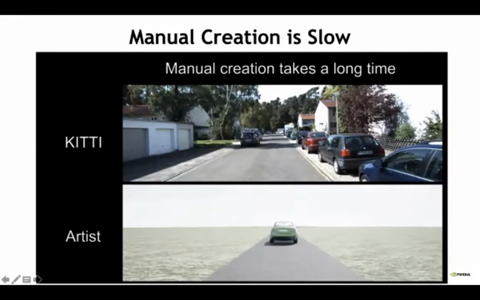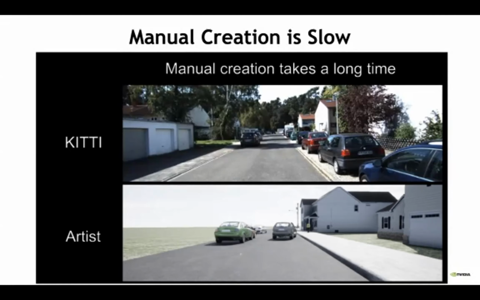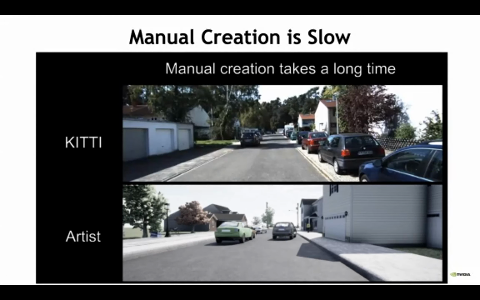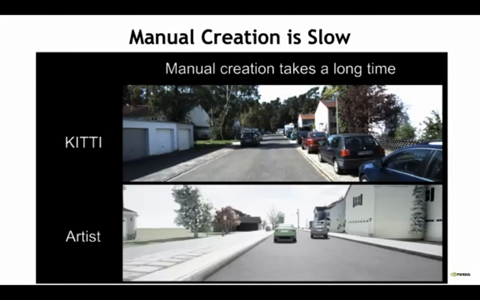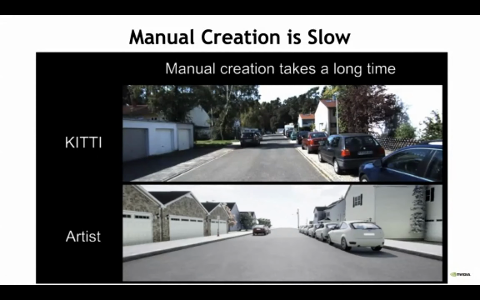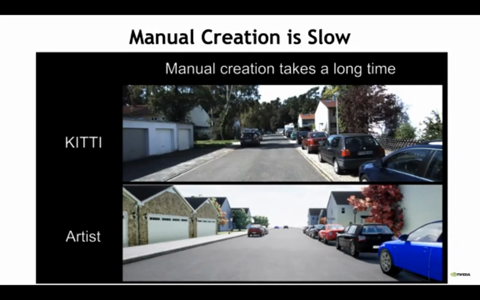Now, one of the main problems in content creation is that manual creation, which is basically what people are doing these days, is very slow. So in this example, we asked an artist here in the NVIDIA Toronto lab to try to recreate the scene above, which is a KITTI scene. And we gave him all the assets, so he didn't need to design cars or whatever. He just needed to place them in a way that would match the scene above. And it took him 5 hours to do so. And this is one single scene. So you can imagine that this is actually a bottleneck in the current workflows.